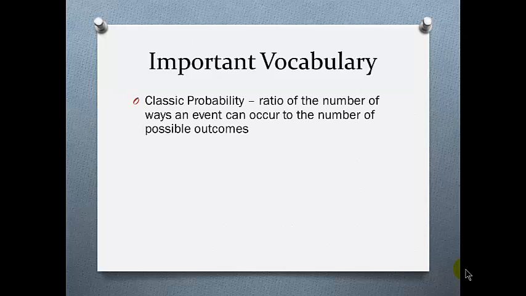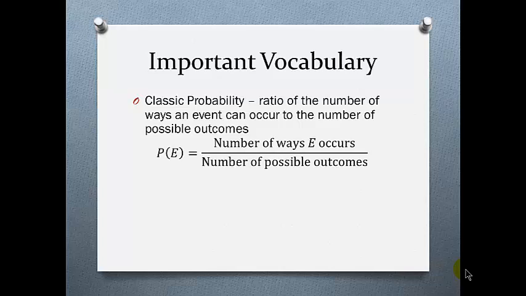Now, when we're calculating probability, there's technically 3, but really 2 common ways that we look at probability. The first is what's called classic probability. And this is simply the ratio of the number of ways an event can occur compared to the number of possible outcomes. And so you often see it expressed as a fraction, the number of possible ways what we want, E, to occur, and we put it over the number of possible things that could possibly occur.